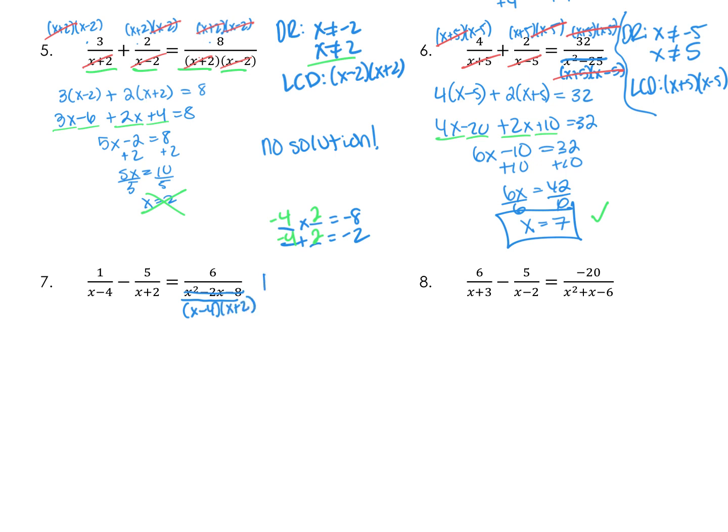So we can do our domain restrictions first. Set x minus 4 equal to 0, and you get x cannot equal 4. Set x plus 2 equal to 0, and you get x cannot equal -2. For our LCD, we see an x minus 4 in 2 of the denominators and an x plus 2 in 2 of the denominators, so that's our LCD. So we'll multiply everything here by x minus 4 and x plus 2.